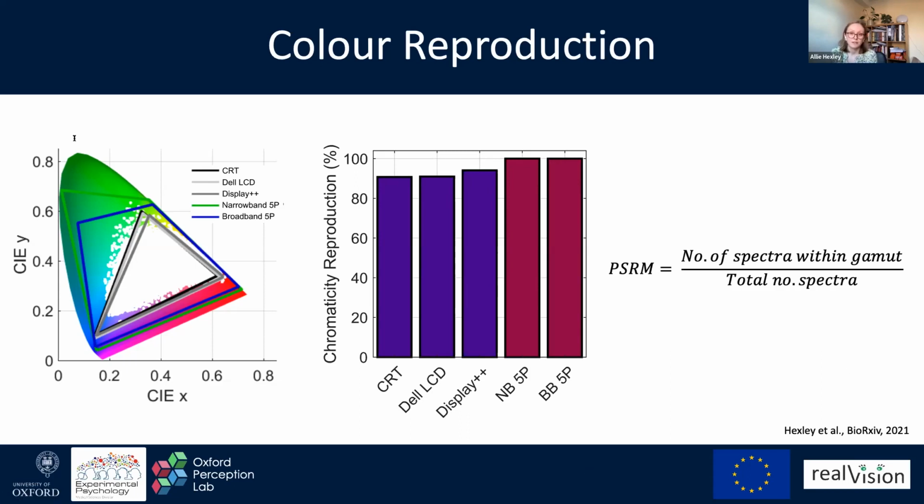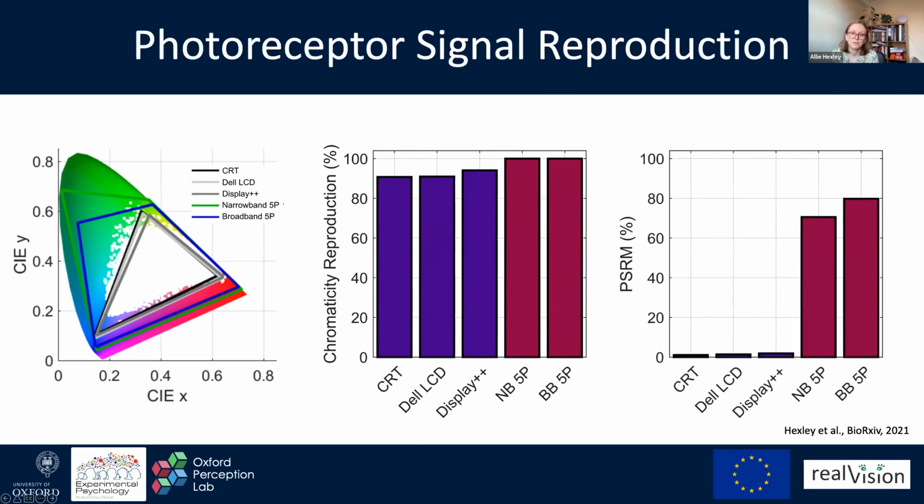And we can extend this then to the 5 photoreceptor signal space. So instead of quantifying the percentage of real world colors that can be reproduced on our display, we can quantify the percentage of the 5 photoreceptor signal quintuplets that are generated by the real world spectrum that can be reproduced on the display. And we call this the PSRM, which stands for the photoreceptor signal reproduction metric. So this is how many of the 5 photoreceptor quintuplets can be reproduced.